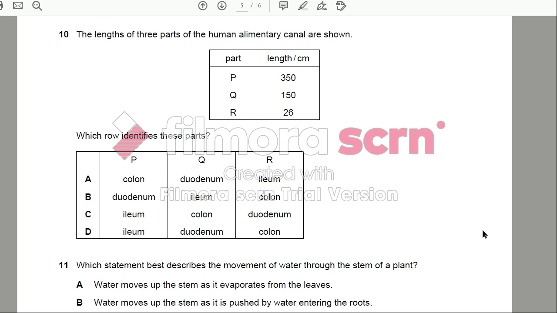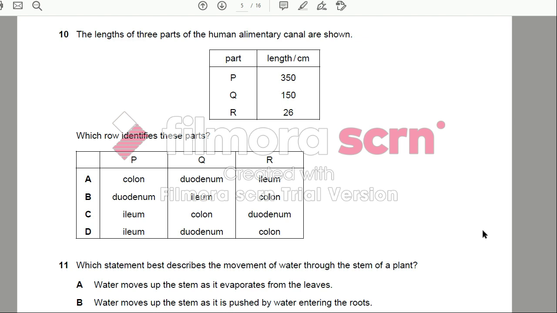In option A, column P, colon is given. Actually, colon is second largest, so it's incorrect. Option B starts with duodenum. No, again, duodenum is the smallest. Okay, move to C and D. In both C and D we are having ileum. In Q we must have colon, the second option, because duodenum is the last one.